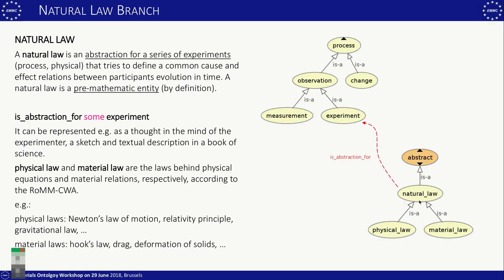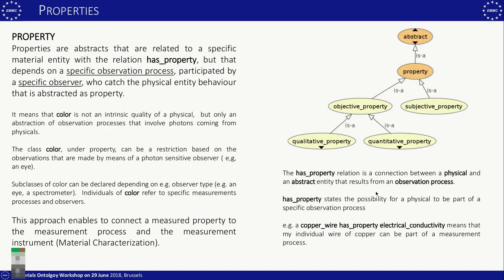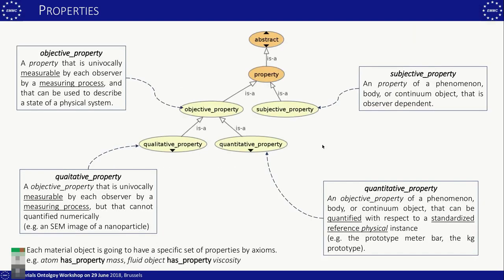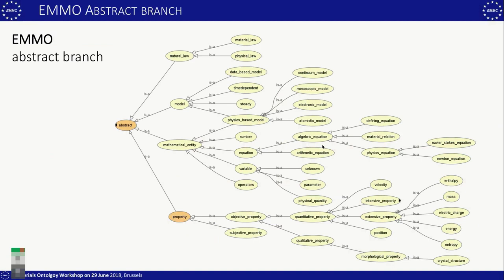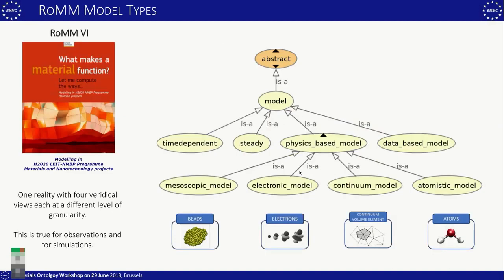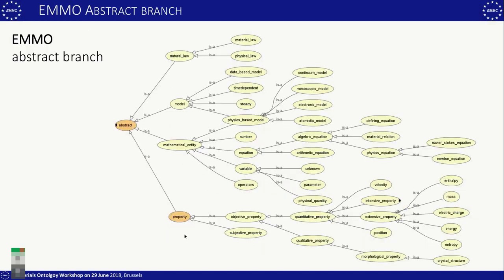In the abstract branch, we also have the natural law, that can be physical law or materials law, that can be expressed by mathematical equation. And we also have the properties that can be qualitative or quantitative, that can be used to characterize the material entities. And also the models, which are equations that are categorized in meso, electronic, continuum, and atomistic. This is the abstract branch unfolded.